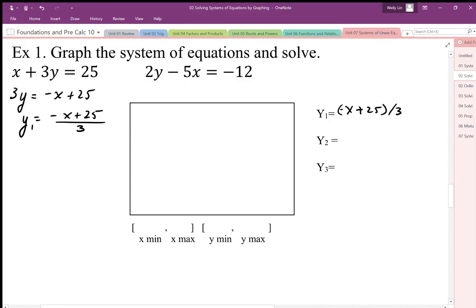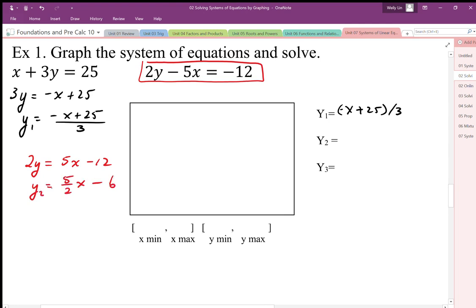And I can put that in my graphing tool. I can graph the other equation as well. Okay, so I'm going to take equation 2 here, and I'm going to add 5x to both sides, divide by 2, so I'm going to end up with 5 over 2. Since it divides evenly into the y-intercept, I'm just going to write it as 5 over 2x minus 6, so 5 over 2x minus 6.